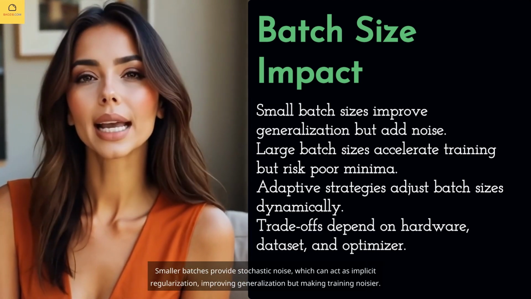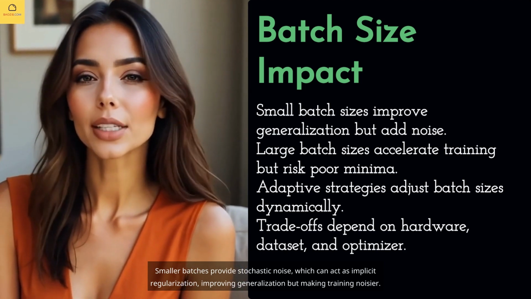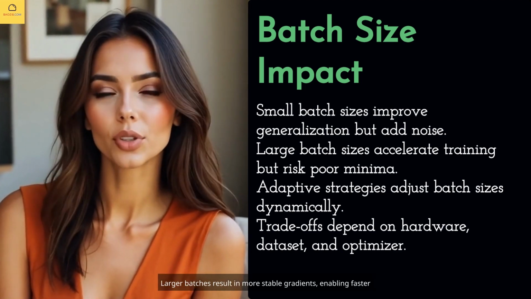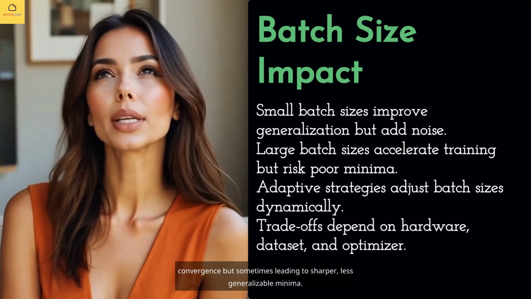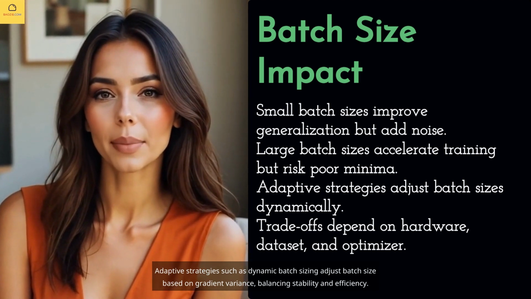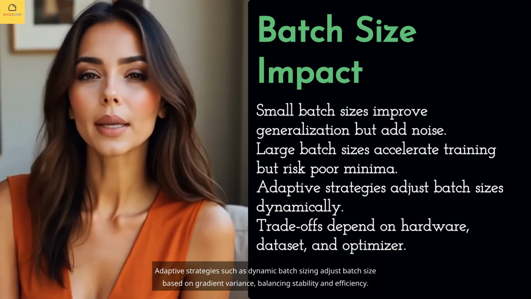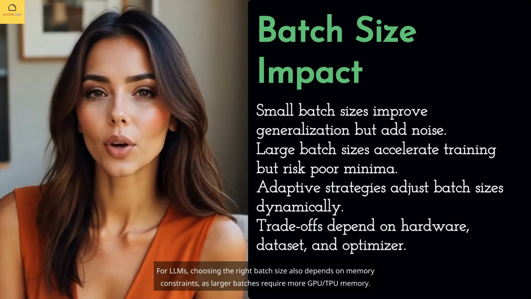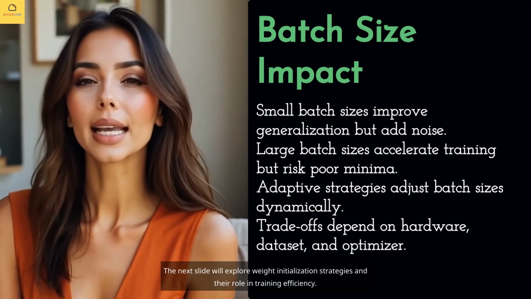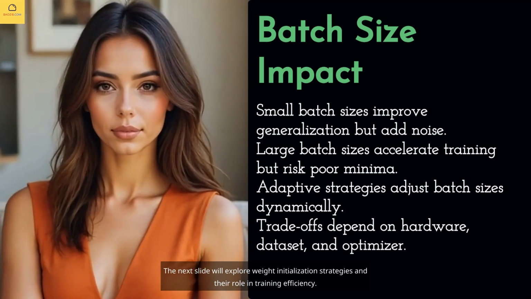Smaller batches provide stochastic noise, which can act as implicit regularization, improving generalization, but making training noisier. Larger batches result in more stable gradients, enabling faster convergence, but sometimes leading to sharper, less generalizable minima. Adaptive strategies such as dynamic batch sizing adjust batch size based on gradient variance, balancing stability and efficiency. For LLMs, choosing the right batch size also depends on memory constraints, as larger batches require more GPU/TPU memory. The next slide will explore weight initialization strategies and their role in training efficiency.